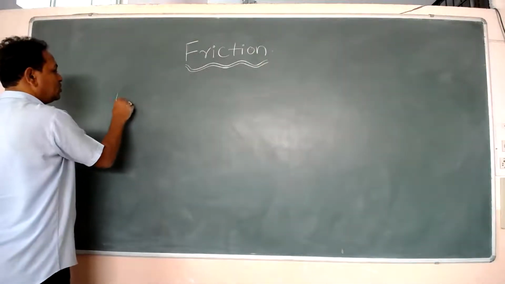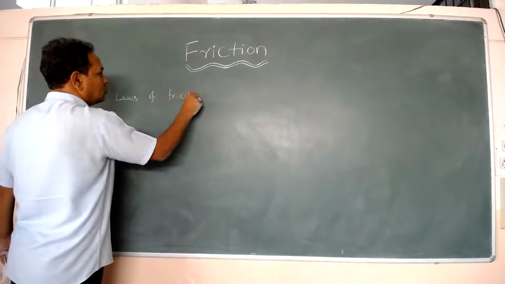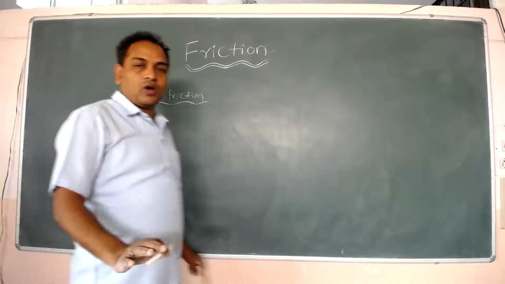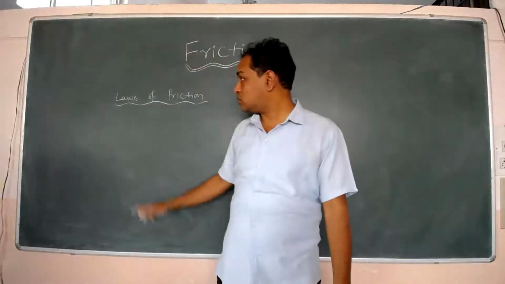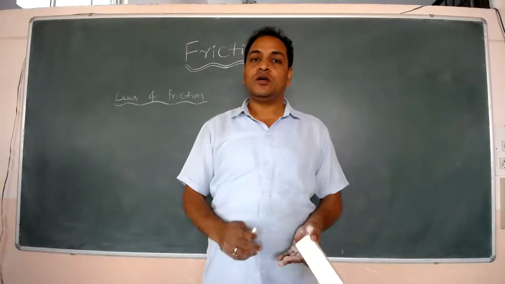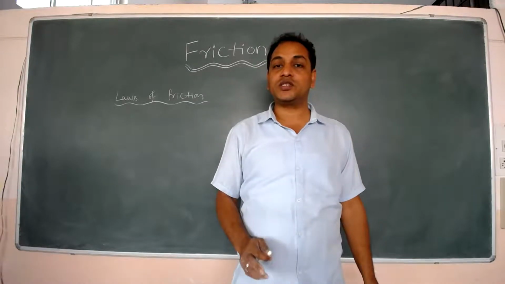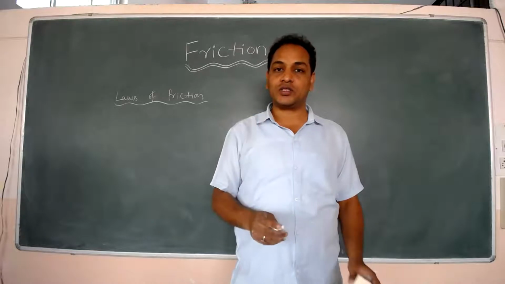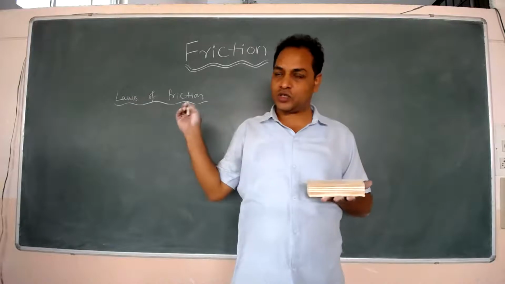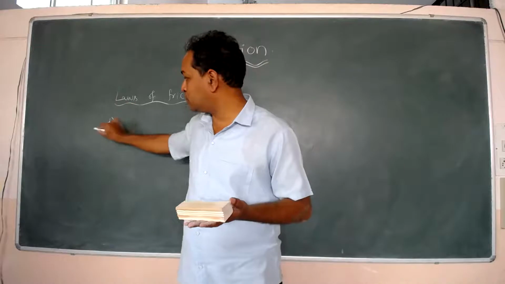Now, let us see some laws of friction. There are some laws for friction. What is that? The first law: the friction between any two bodies is directly proportional to the normal reaction. That means how much weight is there, that much friction is said to be acting. Just now we have discussed that also. That is the first point. I will make you write it.